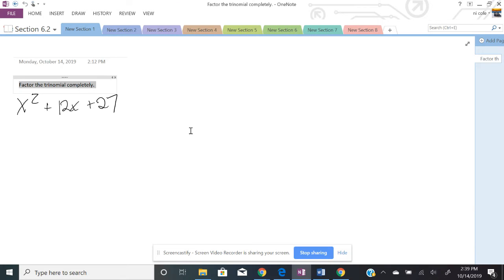All right, guys, we are on to section 6.2, factoring. So factoring's kind of the reversal of FOILing. Now we've got to ask ourselves, how do we make x squared? What times what makes x squared? Well, the only thing that makes x squared is x times x.